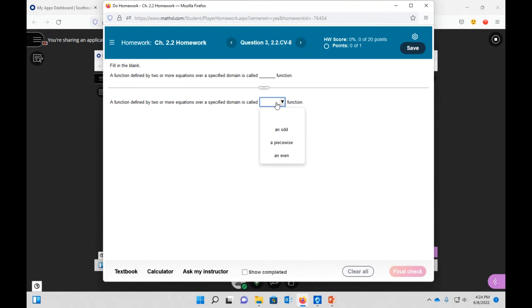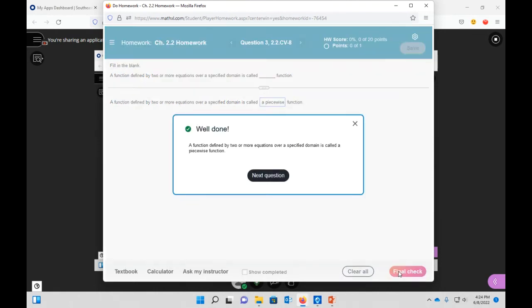Well, we could have a conversation about odd functions and even functions, but that wouldn't be the answer to this. The answer is piecewise. And final check, and very nice. So that we got the answer right. Now, what do we mean by piecewise function? Well, we mean a function that's defined by two or more equations over some specified domain.